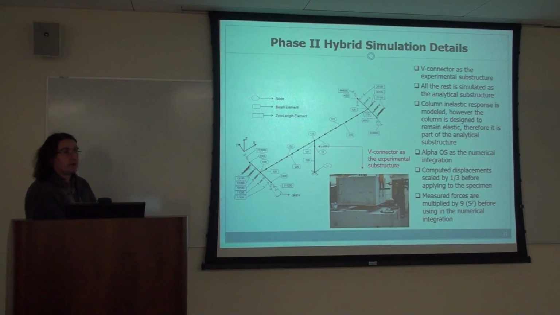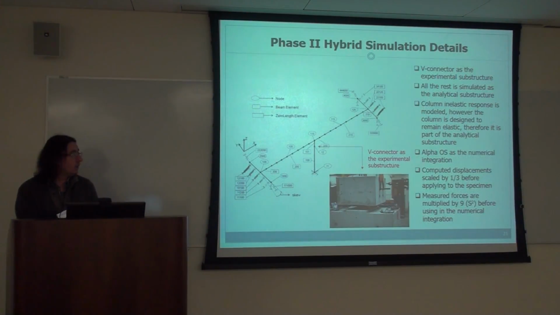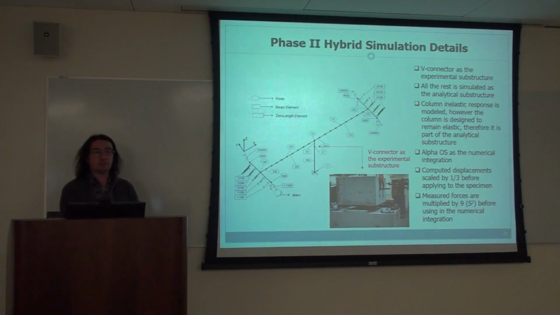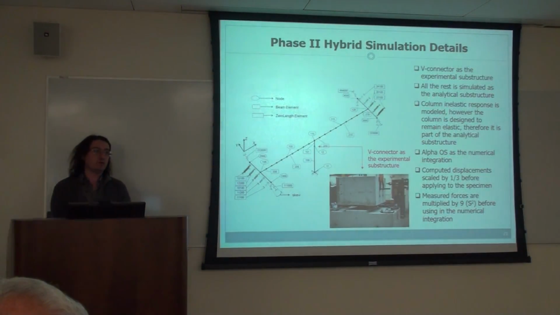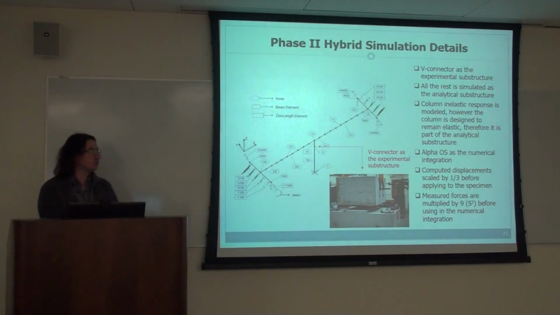And since it's 1/3 scale, the computed displacements will be scaled. They'll be divided by 3 before applying it to the specimen, and then the forces will be multiplied by 9, which is S² according to the similitude relations, before getting used in the numerical integration. And we'll use OpenFresco, and Andreas mentioned that OpenFresco can do these scales, so we'll use that feature.